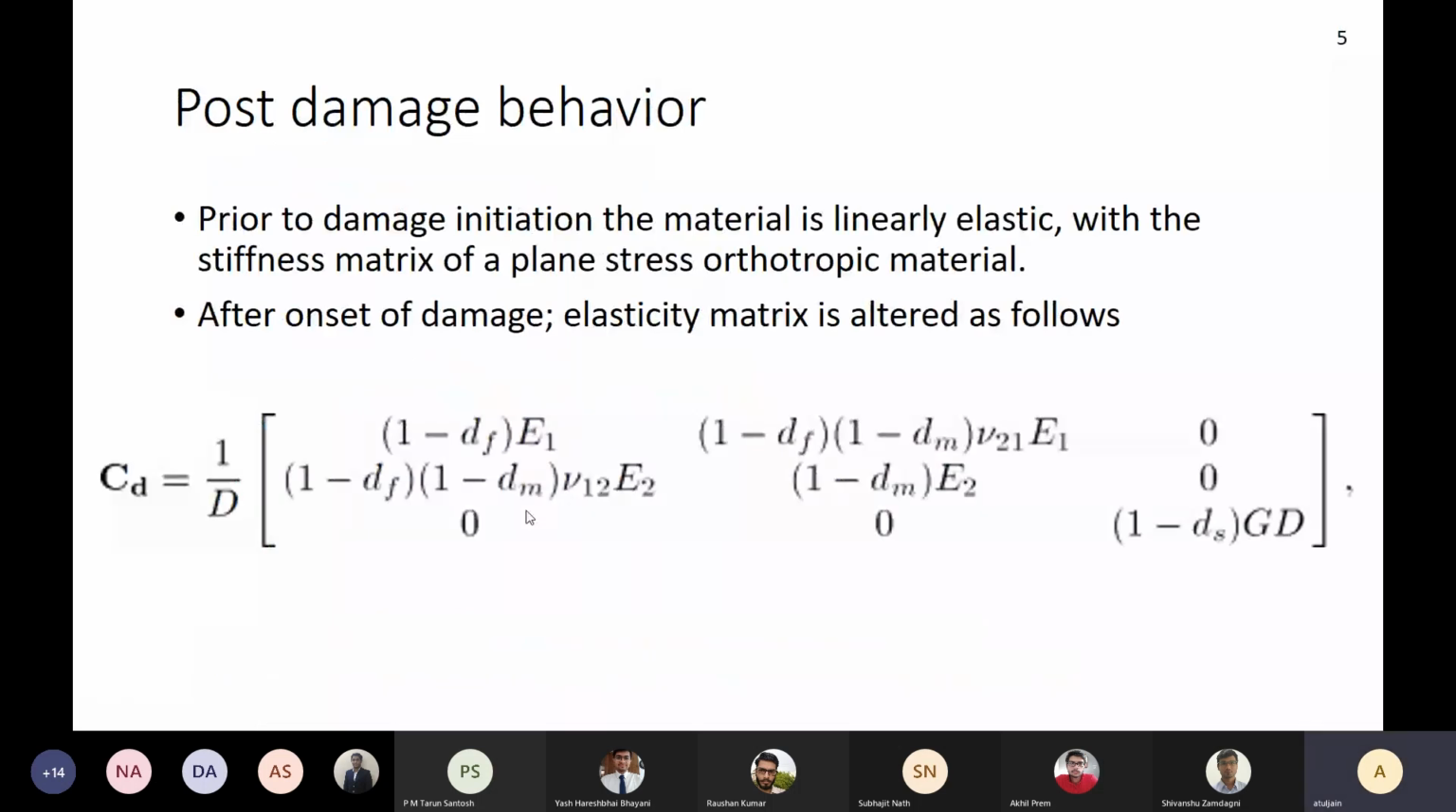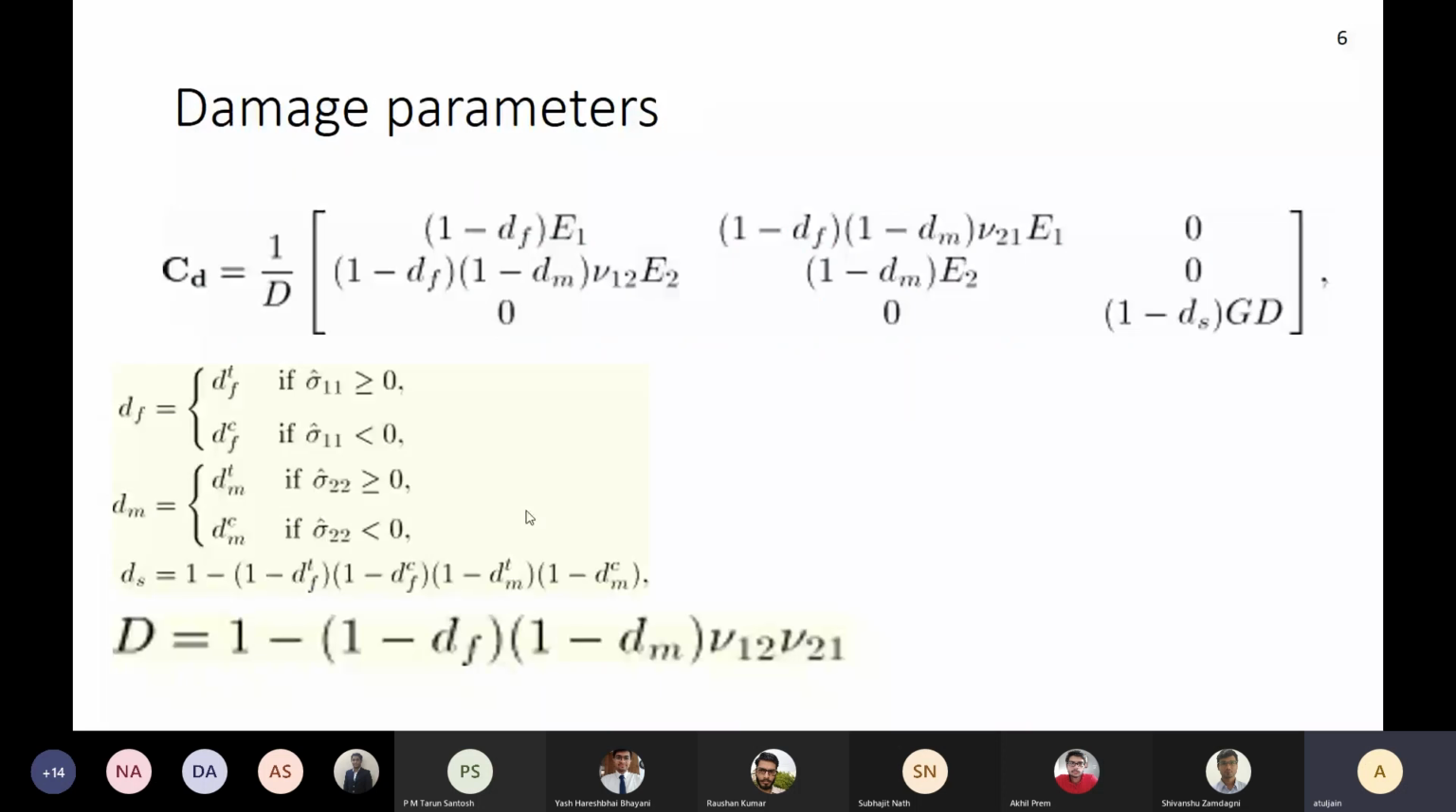Inside the software Abaqus, prior to damage initiation, the material is linearly elastic and the stiffness is from the plane stress orthotropic material. At the onset of damage, the elasticity matrix will be altered as follows. Instead of E1, I will now write (1 minus df) times E1 divided by D. Instead of E12, it becomes (1 minus df)(1 minus dm) nu21 E1 divided by D, and so on and so forth. These are the damage parameters, and this is how it is defined.